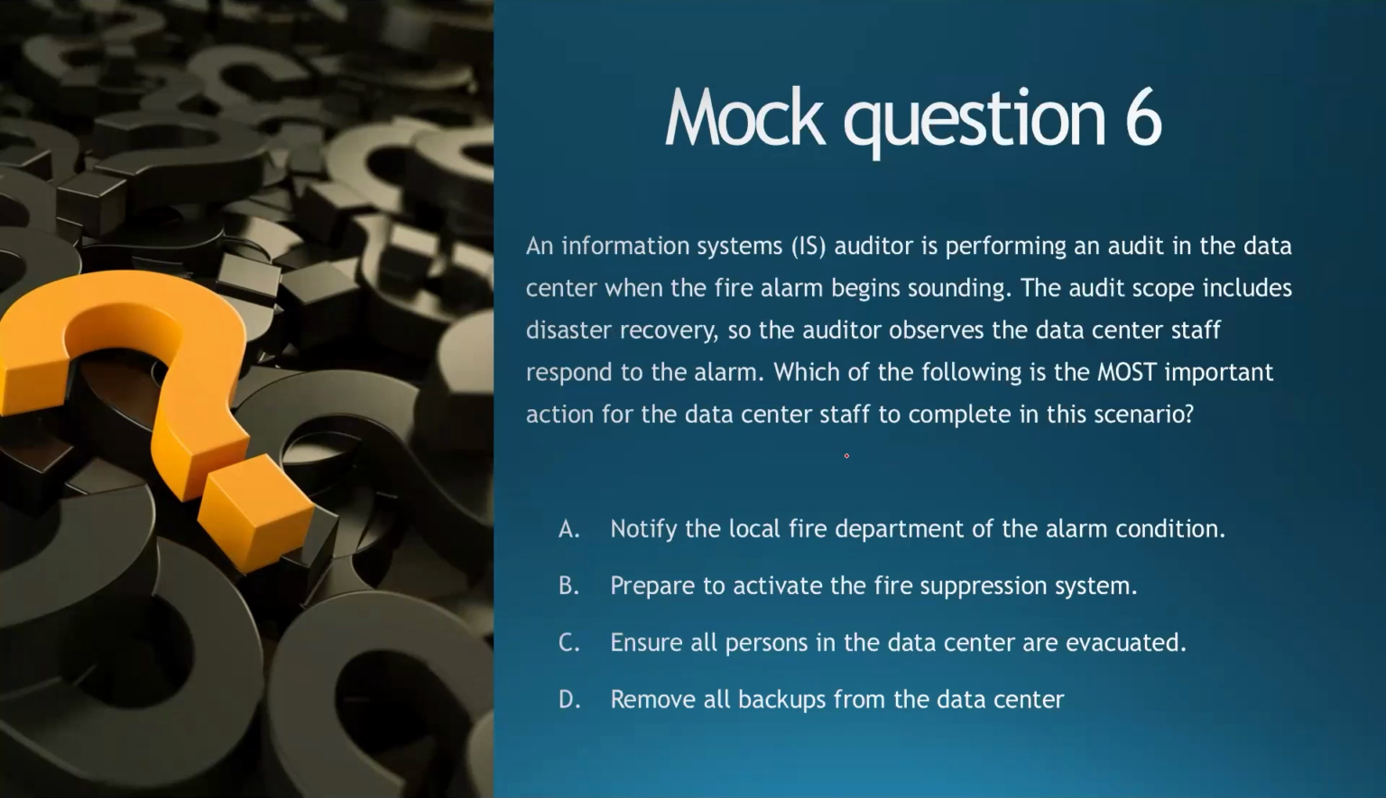Question number 6. An information systems auditor is performing an audit in the data center when the fire alarm begins sounding. The audit scope includes disaster recovery. The auditor observes that data center staff respond to the alarm. Which of the following is the most important action for the data center staff to complete in this scenario? Notify the local fire department of the alarm condition. Prepare to activate the fire suppression system. Ensure that all persons in the data center are evacuated. Remove all backups from the data center.